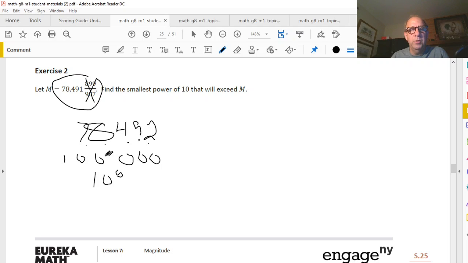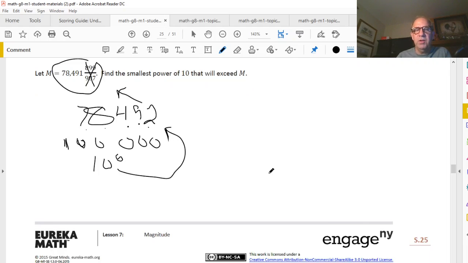All right, 1, 2, 3, 4, 5. So I've got 5 zeros, I've got 5 numbers, and a 1 right in front of it. So 10 to the power of 5 is larger than 78,492, which is larger than 78,691 and 899 987ths. So it's actually pretty easy finding these big numbers. We just have to count how many digits are there, and that's our exponent.